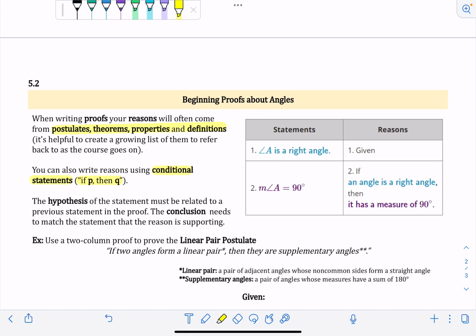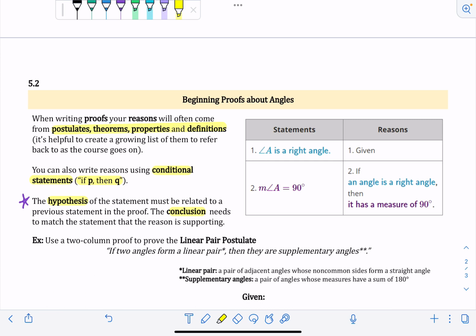So when you use a conditional statement, this part's really important. Like in your notes, I would box it or highlight it or something to make it stick out. Whenever you're using a conditional statement, the hypothesis of the statement has to be related to the previous statement in the proof, and the conclusion needs to match the statement that the reason is supporting.